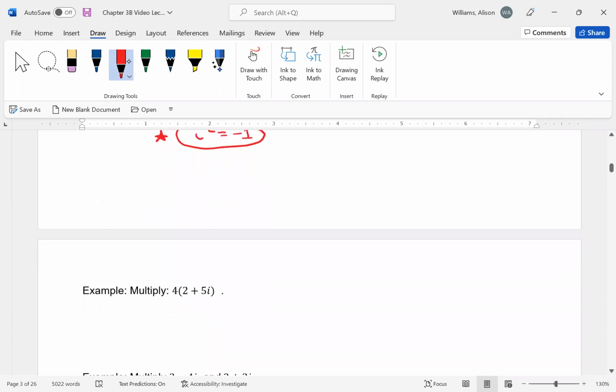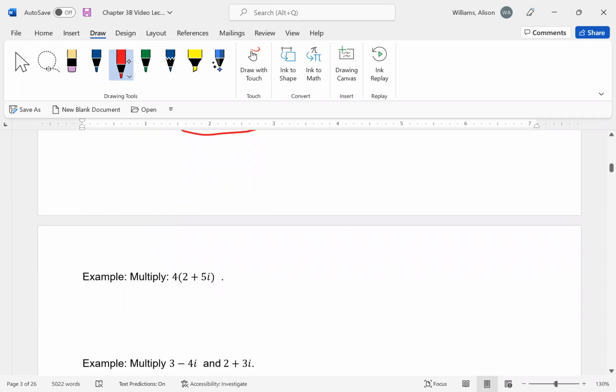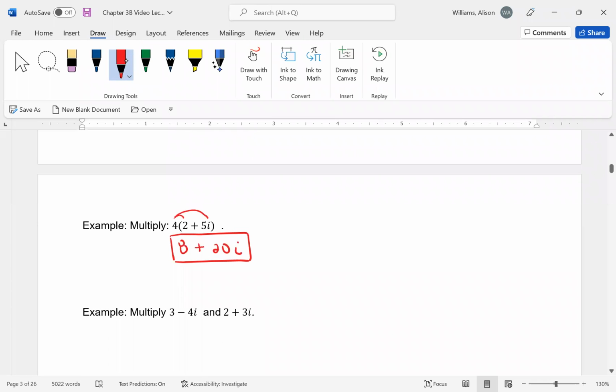All right, let's look at some. Let's multiply. This one doesn't have an example. We're going to need i squared, but the next one will. All right, so let's multiply. We're going to distribute the real number and the imaginary number, literally as we would expect to do. And that gives us 8 plus 20i. Okay, so let's multiply something a little bit more exciting, like 3 minus 4i and 2 plus 3i.